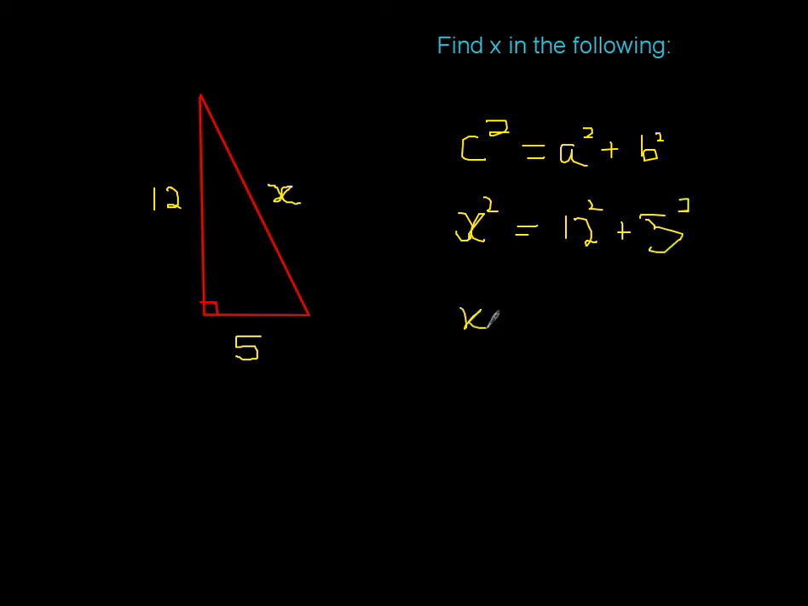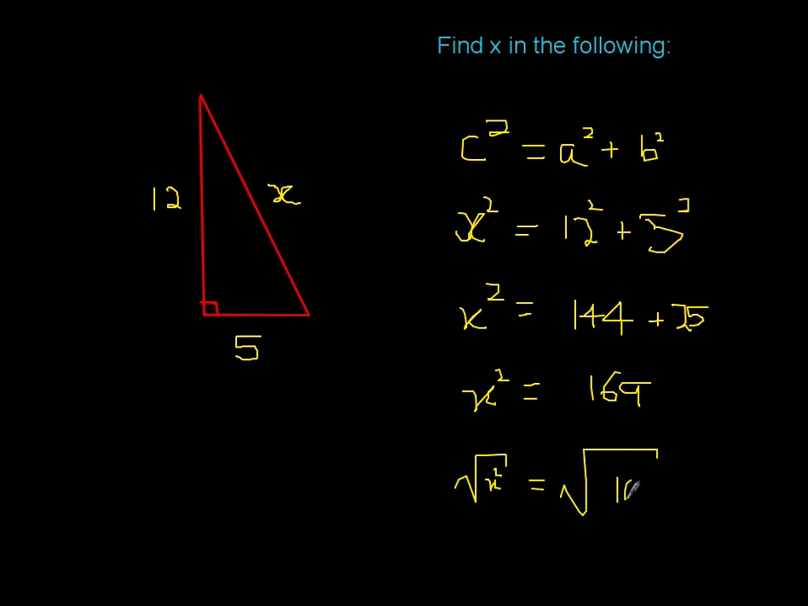That becomes x squared equaling 144 plus 25. You just plug them into the calculator. And then x squared equals 169. You square root both sides. Square root of x squared, square root of 169. This becomes x, and simplifies to x equals 13.